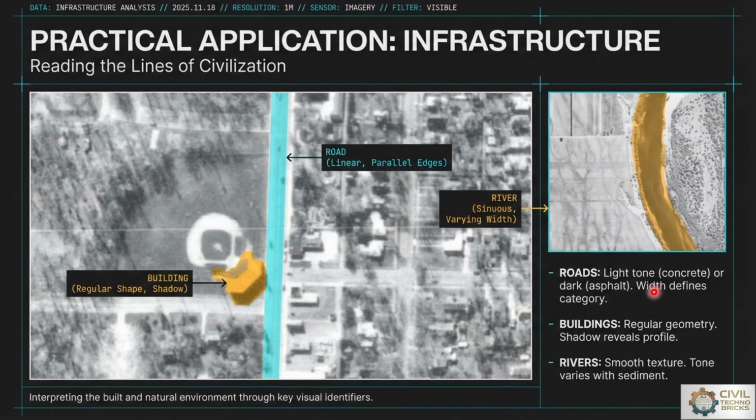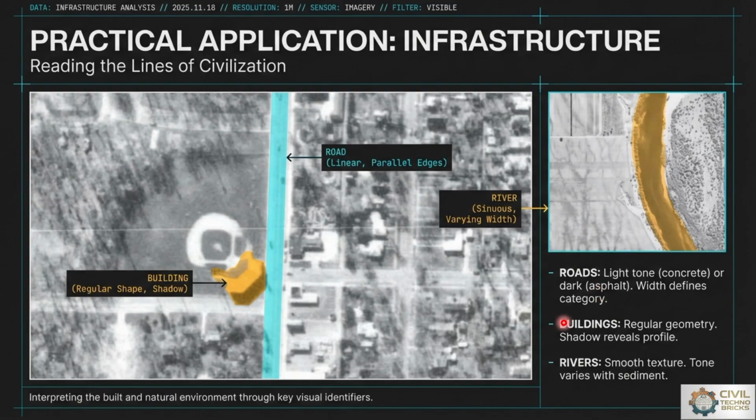So the roads have a light tone. With reference to that, if the roads are constructed with concrete, they are in a light tone, or if they are constructed with asphalt, they are in a dark tone. The width defines the category; it may be a national highway, state highway, major arterial road, sub arterial road, or district road.